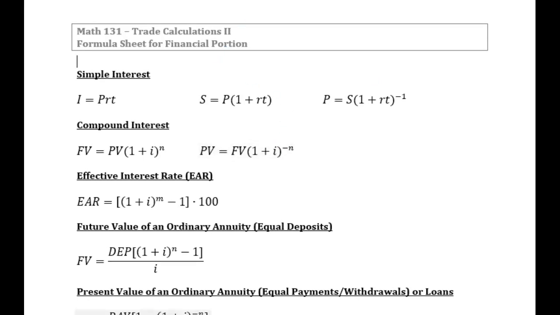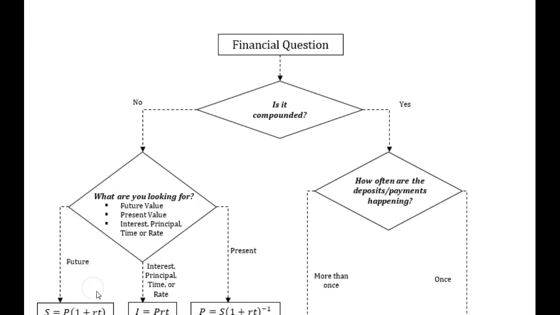But there is also available to you a financial flow chart for these types of questions. So it might be helpful, because of all the different types that you see, to sort of think about a flow chart. So if you're given a financial question, your first question should ask yourself, are you looking at compound interest or are you looking at simple interest? So if it's not compounded, we're dealing with simple interest.